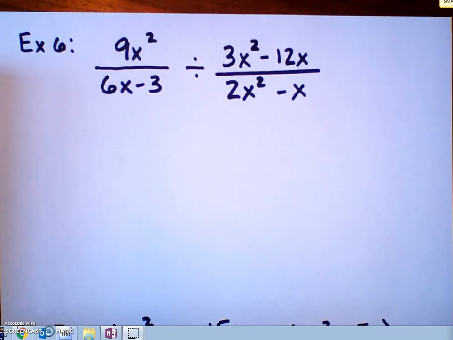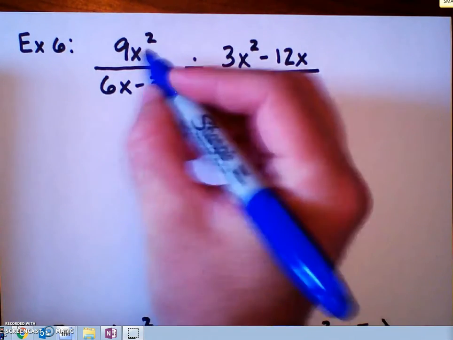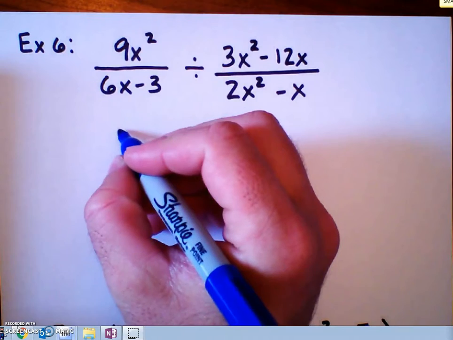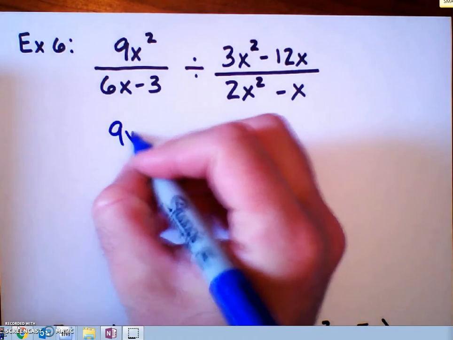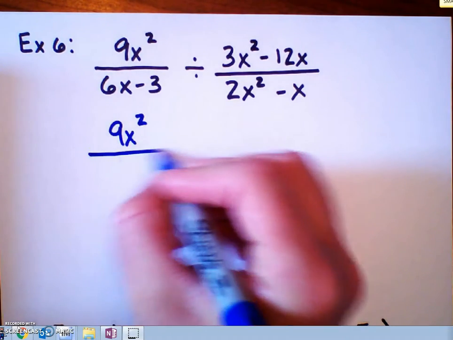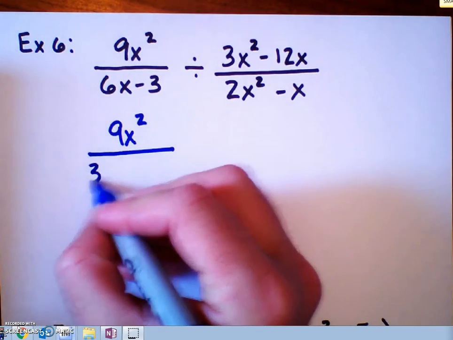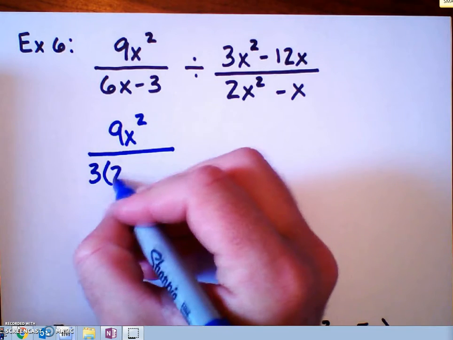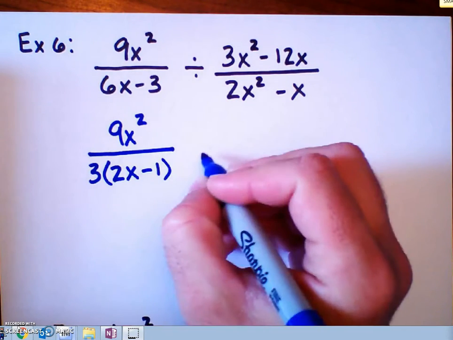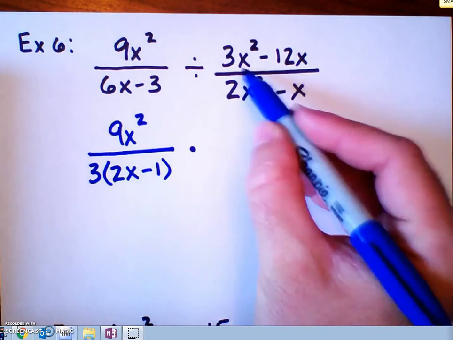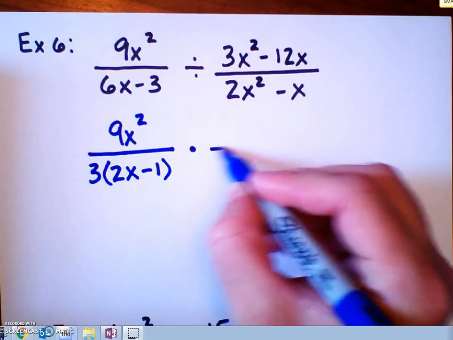All right, so one more example, just like number 6, just a division problem. We're going to factor. 9x squared is a one-term statement, so it cannot be factored. 6x minus 3, you can take out a 3. You're left with 2x minus 1. And on the top right, remember we're going to change this to multiplication and flip the fraction.